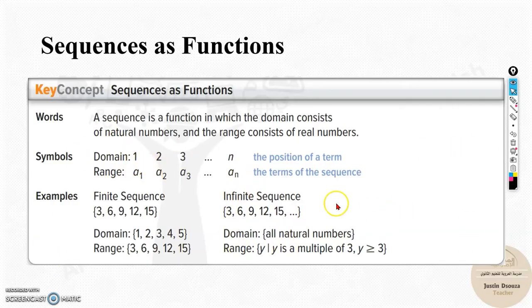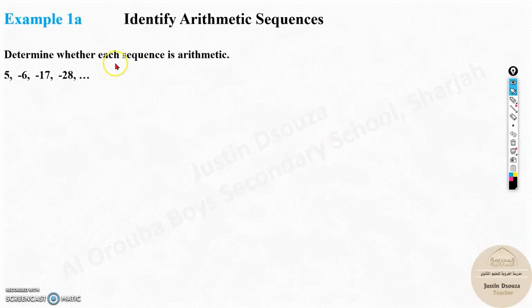So now with this basic understanding, we can start solving problems in sequences as functions. We have the first problem: identify an arithmetic sequence. Determine whether each sequence is arithmetic. Now this is the question. Over here they have given a few numbers. Let's take those numbers and see whether we can add anything over here or not.